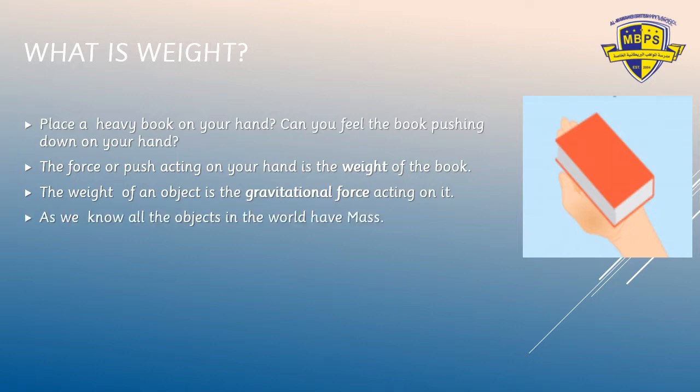We all know that objects in the world have mass. Everything has mass because matter has mass. The amount of matter in an object is called mass. So weight is the gravitational pull acting on the mass of an object. Like in your case, in your hand, the book has a mass. It's being pulled by gravity, and this pull of gravity on the mass of your book is actually the weight of the book.